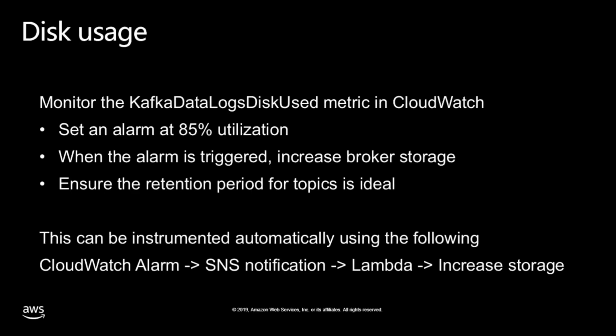After you've provisioned your cluster, we recommend that you set a CloudWatch alarm on the Kafka data logs disk used metric in CloudWatch to prevent running out of disk space. A good starting point is to trigger an alarm when this metric hits 85% utilization. When this alarm is triggered, you should increase broker storage either within the AWS Management Console or using the AWS CLI. Finally, make sure you're using the ideal retention settings on topics to minimize the amount of disk you use.